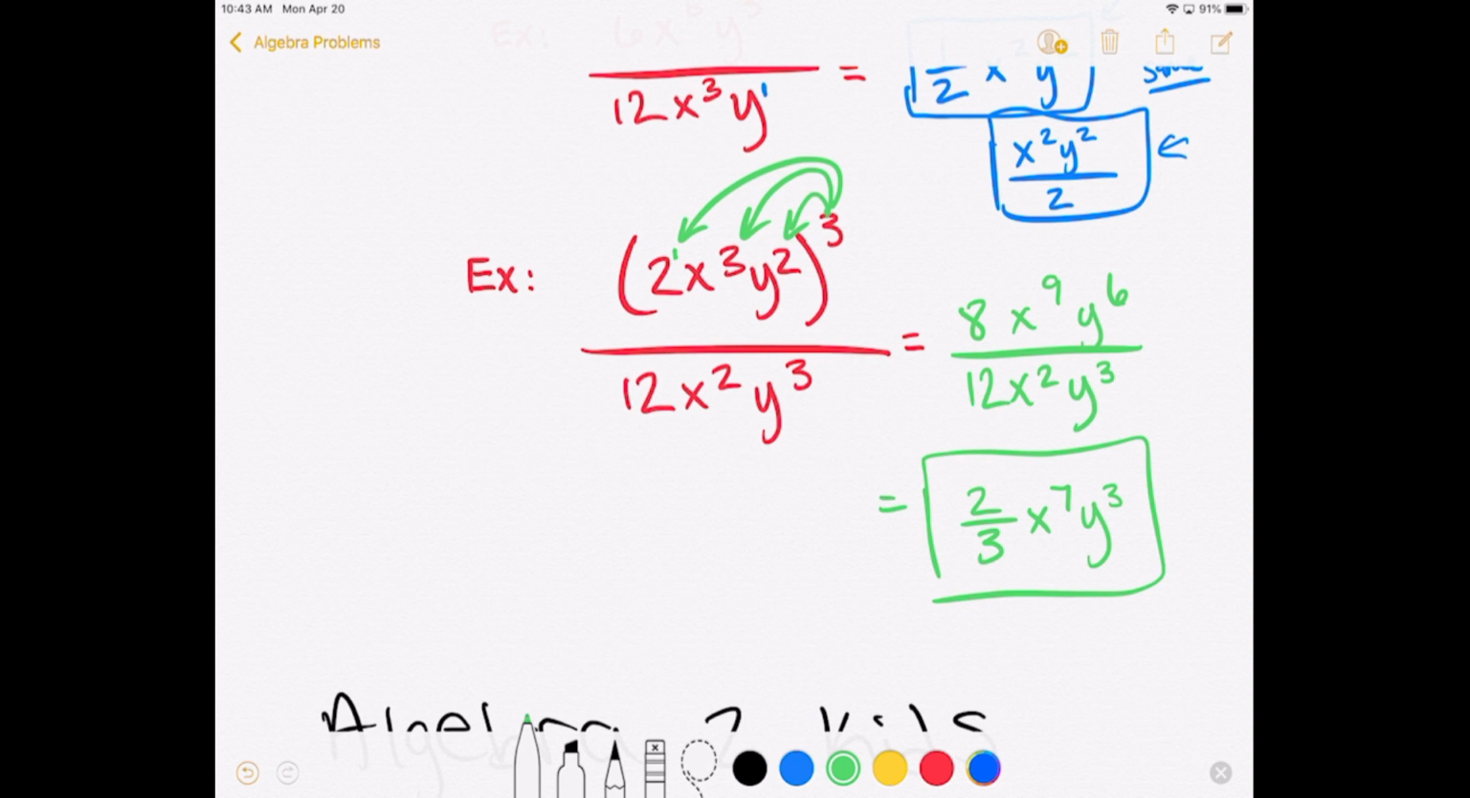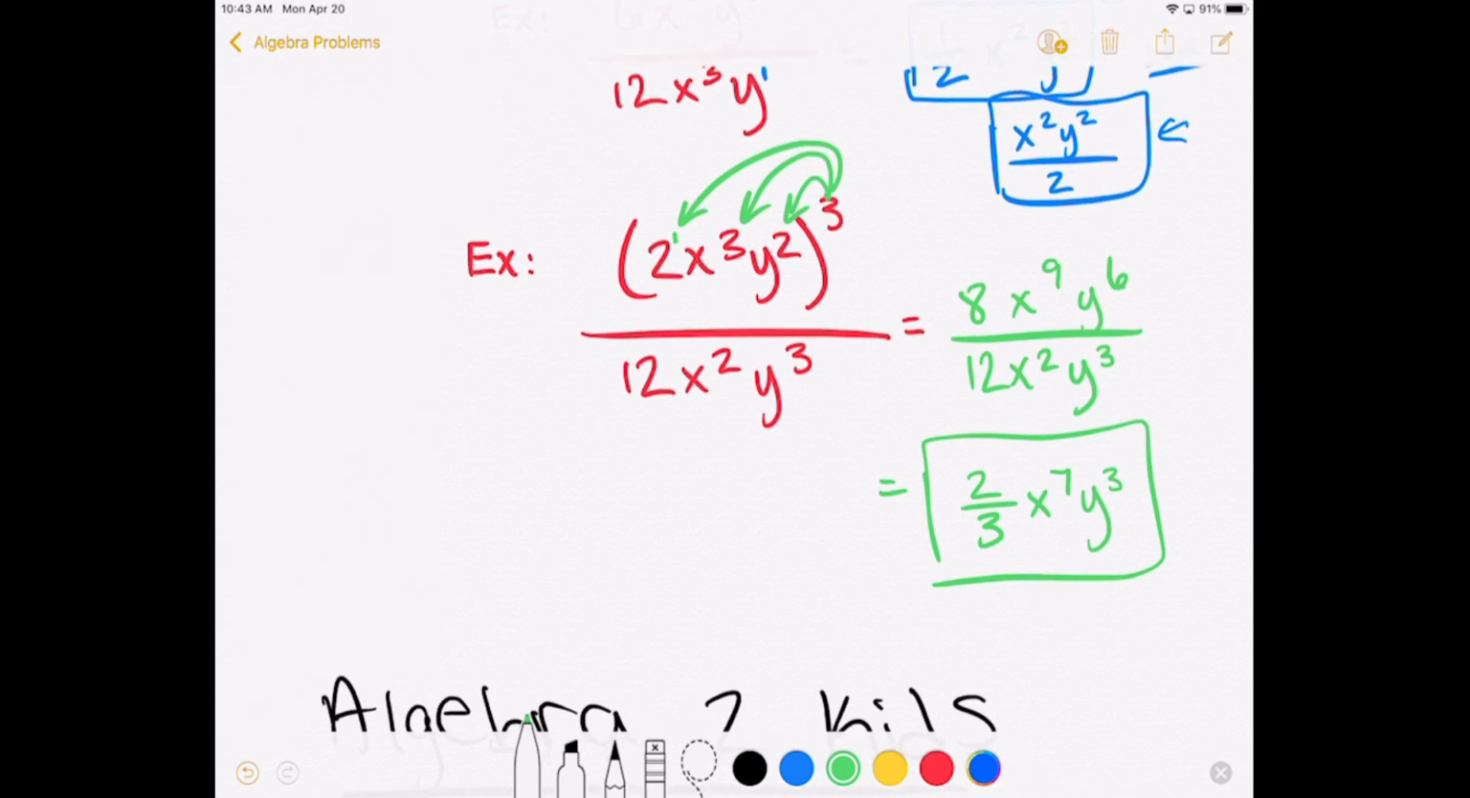So again, to wrap it up real quick. Whenever you have an exponent outside of parentheses, you multiply the exponents. When you're multiplying two variables together, you add the exponents. So 5 plus 2 is 7. And then whenever you have division, you are going to subtract the exponents. So 10 minus 4 is 6.